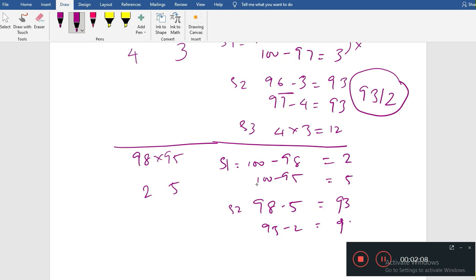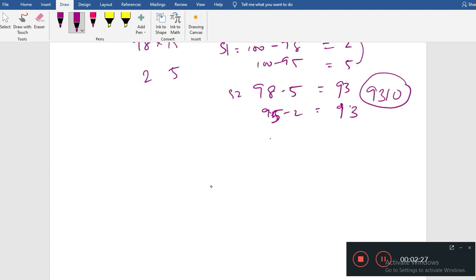Then 98 minus 5 is equal to 93, and 95 minus 2 is equal to 93. 93 is the common number. Then we multiply these two numbers, 2 into 5, which is 10. So 9310 is the answer. Now we are going to see the next number.